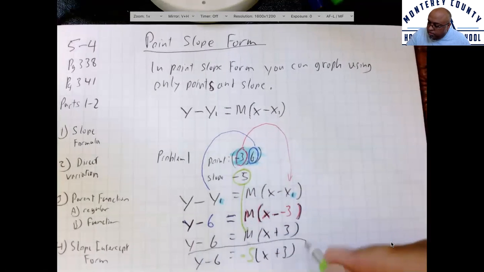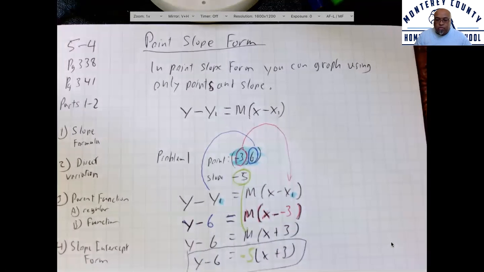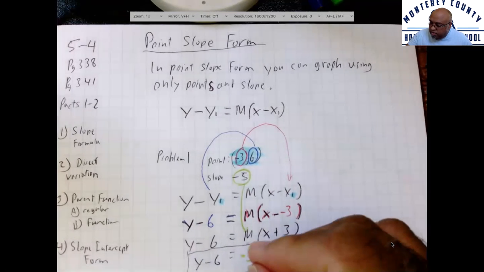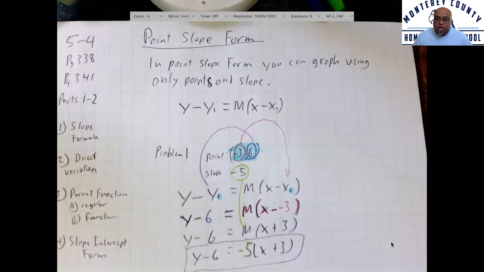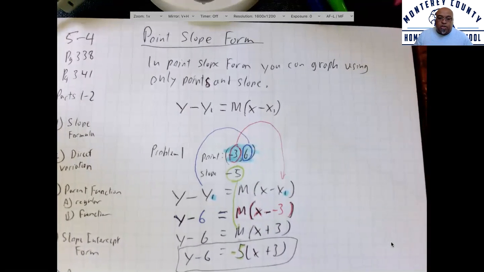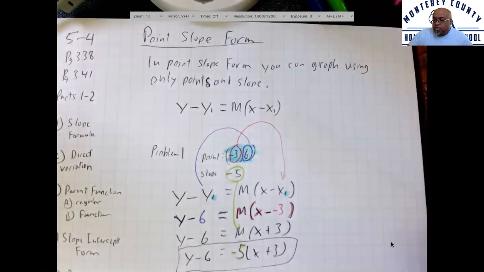So the goal for problem 1 was to write the problem. Here, I'll just go ahead and fill that in, just so it's clear. To write the problem using just a point and the slope. So the steps are this, very simple.